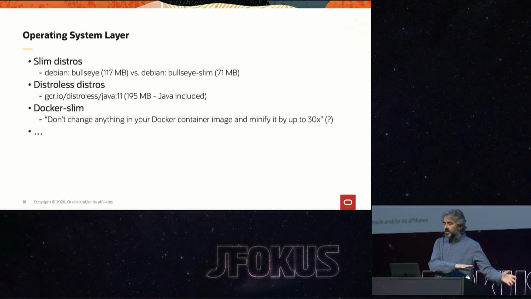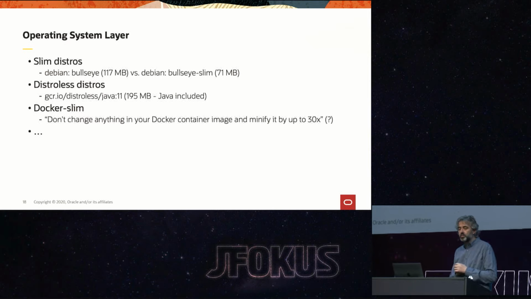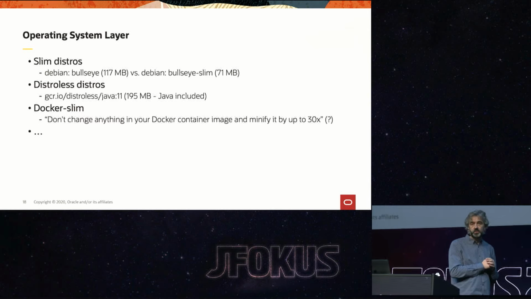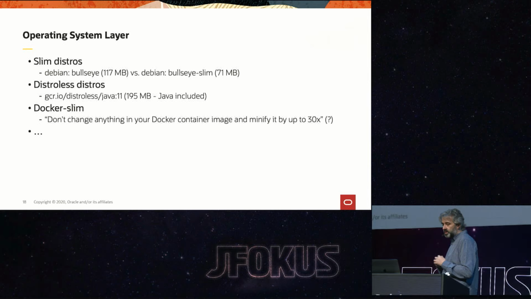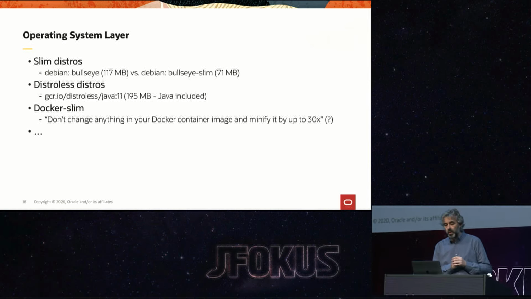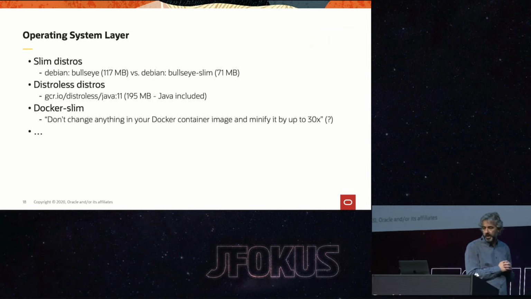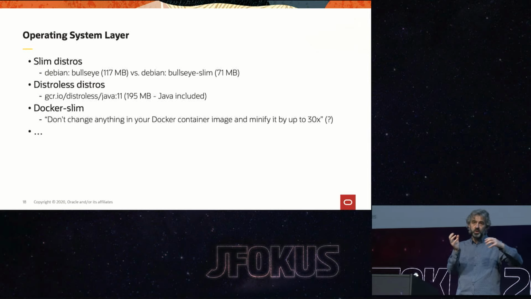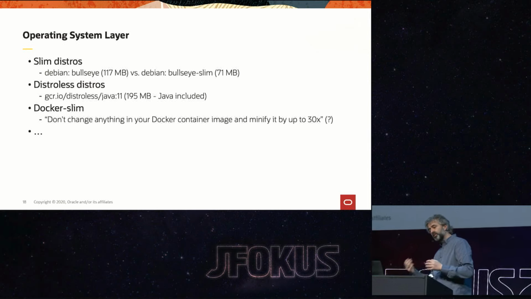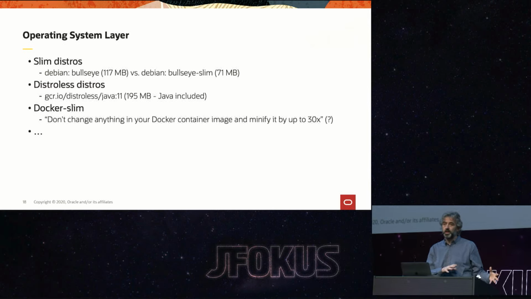So using a slim distro is one thing. We can also rely on a distroless distro. That's a Google effort, and the Java 11 distro from Google weighs 189 megabytes. That's a lot, but that's basically the operating system and Java 11, so that's everything built in. So that's one thing that we can do.